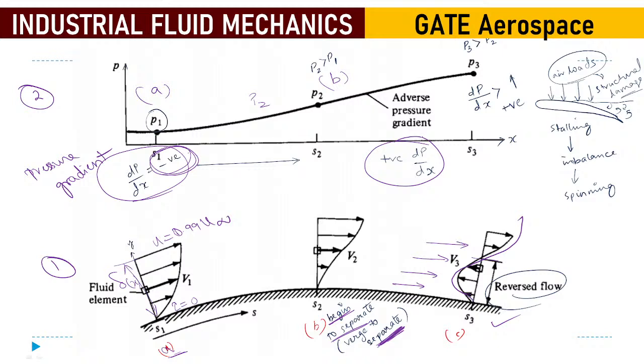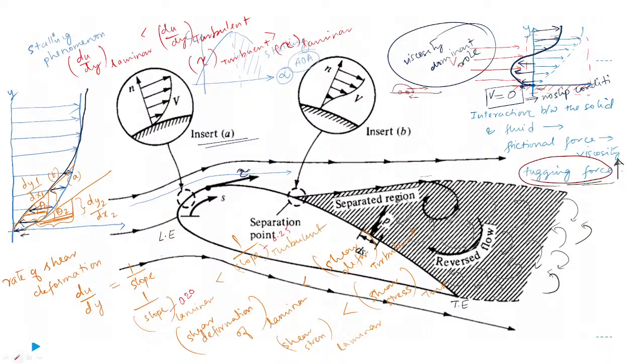an adverse pressure gradient, which says that the pressure increases as the surface length increases, or we can say as the change in length increases. For example, if I look at this particular figure, at this stage everything is normal. At this point it has been initiated to flow separation.